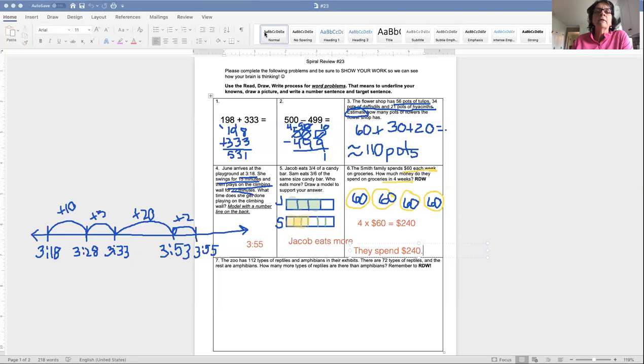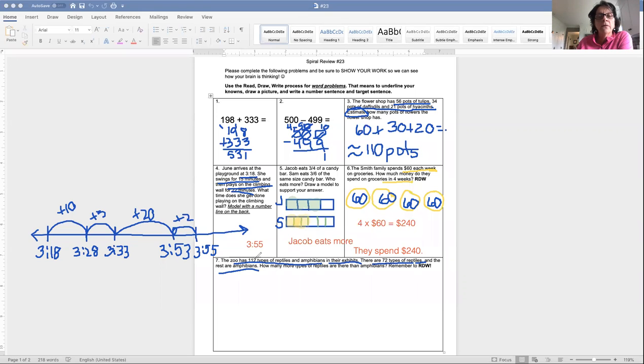All right, last question. And this is a word problem. Most likely it's a 2-step problem. Okay, the zoo has 112 types of reptiles and amphibians in their exhibits. There are 72 types of reptiles, and the rest are amphibians. How many more reptiles are there than amphibians?